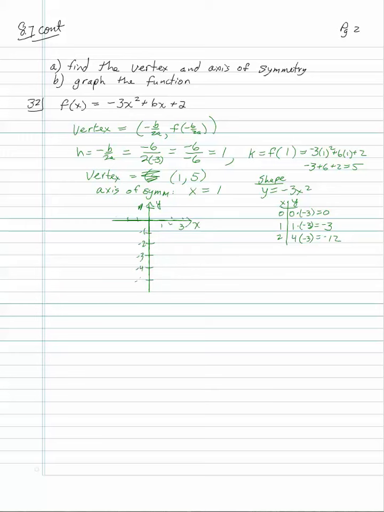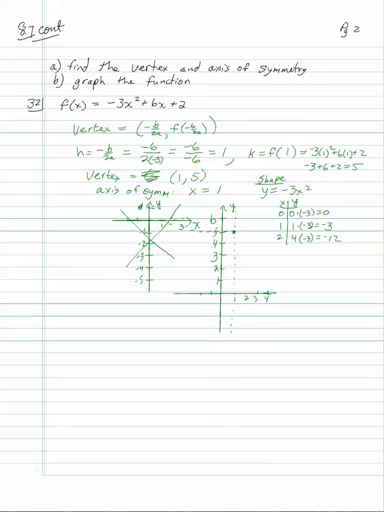Okay, so let's see. We're going to plot, what was my x-intercept? 1, 5. Oh, I didn't make this graph big enough. Okay, let me try again. Okay, so the vertex is 1, 5, so I'm going to put it up there. Axis of symmetry is x equals 1.